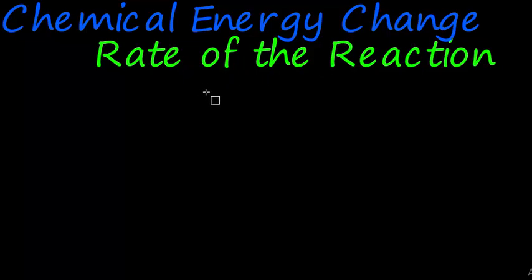We're looking at chemical energy changes, rate of reaction specifically, and in this video I want to look at the reason why a reaction occurs, and that is called collision theory. There are different theories, but we will look at collision theory. This is important so that we can understand the rate of reaction and how we can increase it.